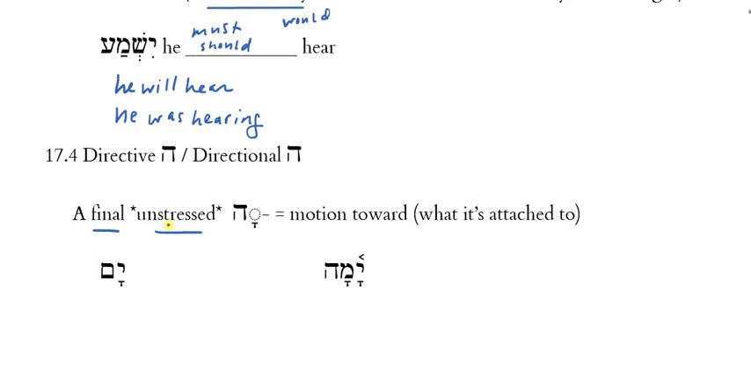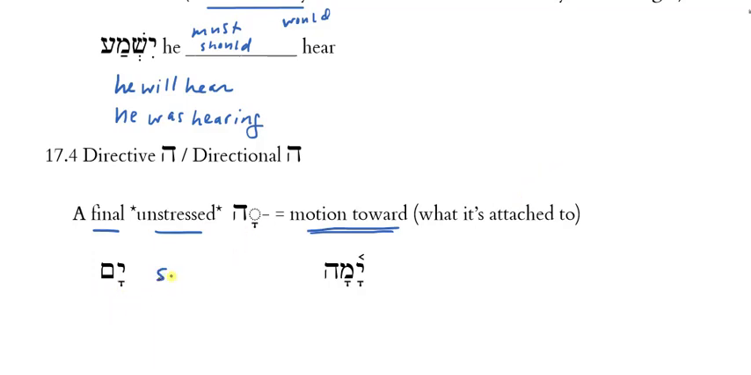But where is the stress on feminine singular endings like that? Susa. Isha. It's on the end when it's a feminine singular he marking, right? This he is unstressed. It's not stressed. And so that's how you can tell the difference between the other kind of he. And whatever it's attached to, it has the semantics of usually motion toward whatever it's attached to.